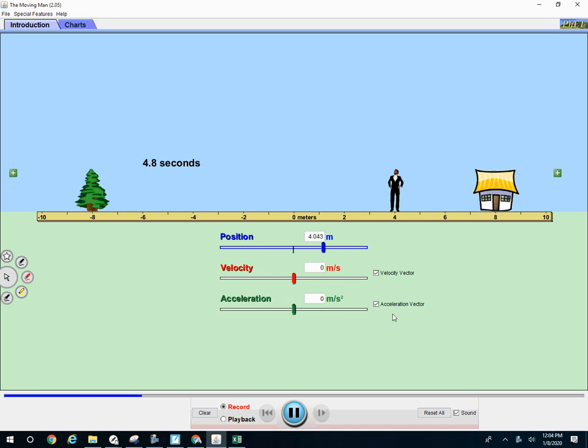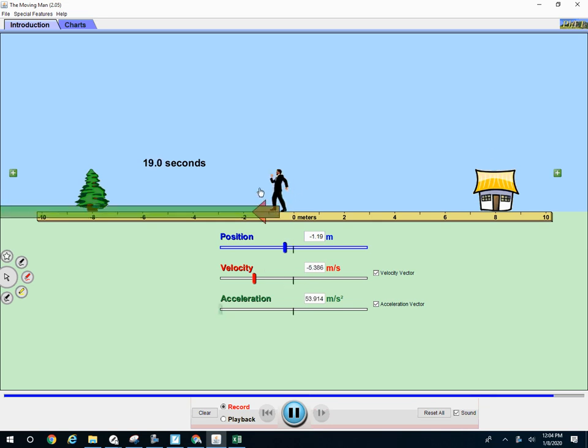has a position, a location. My guy is located at this position 4. My guy could be located at the origin. That'd be a position of 0. My guy could have a negative position. He could be located here at -3.